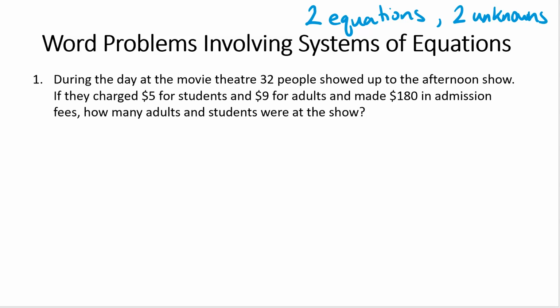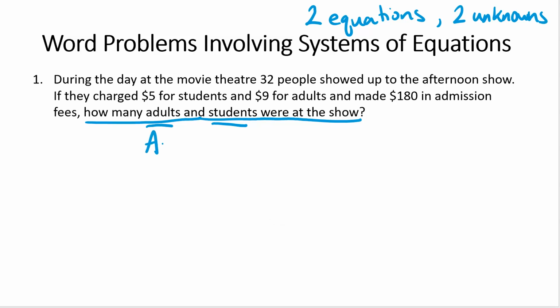During the day at a movie theater, 32 people showed up to the afternoon show. If they charged $5 for students and $9 for adults and made $180 in admission fees, how many adults and students were at the show? Okay, there's a lot going on here, so let's orient ourselves with what is actually being asked. We're asked how many adults and students were at the show. Adults and students. So you want to find out how many adults there were, how many students there were. That should give you a sense of what variables to use.